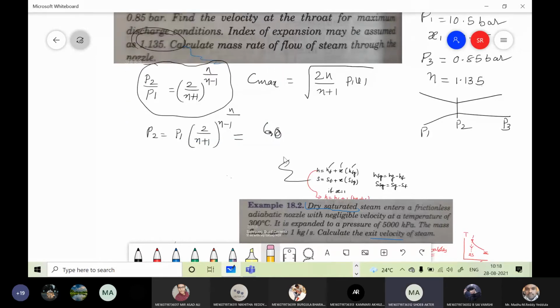Students? Yes, sir. Right. So what is the P2 value? 6.06 bar, right? Now he is asking: find the velocity at the throat for maximum discharge. Is there any data missing here to calculate this? P1 is there, but V1 is not there, right?